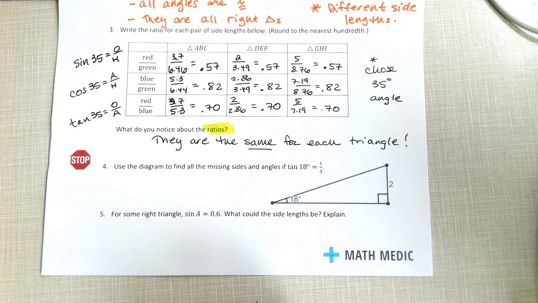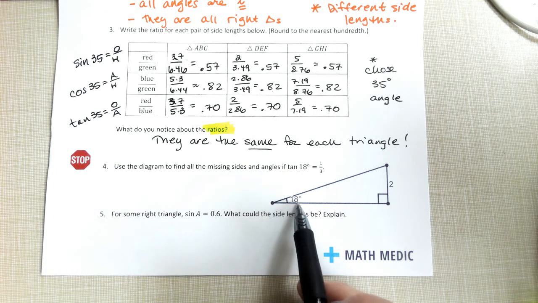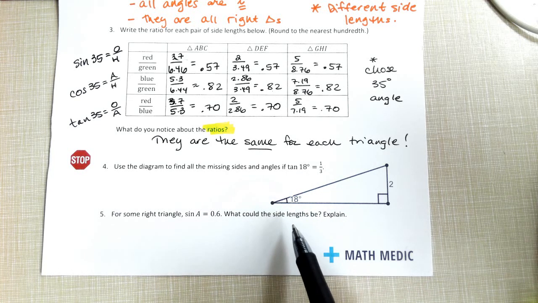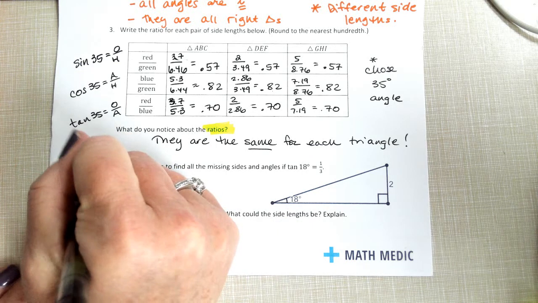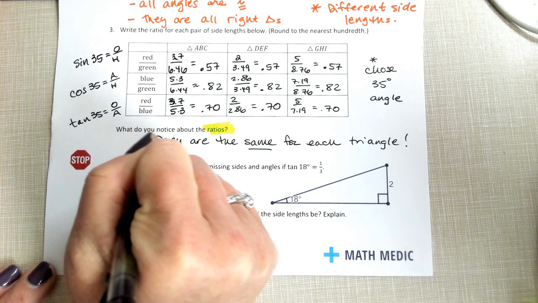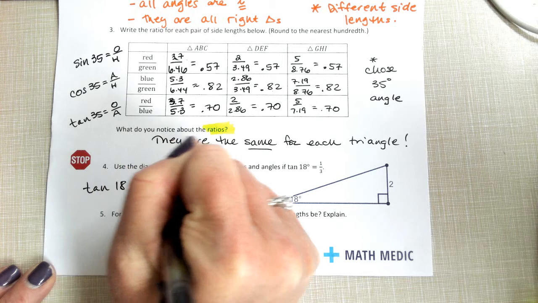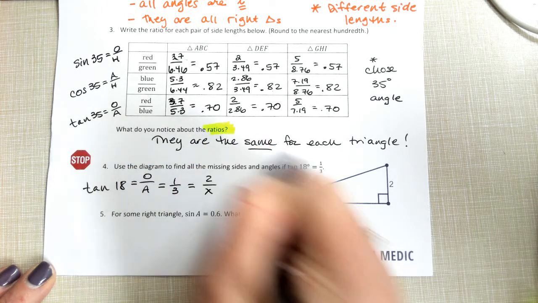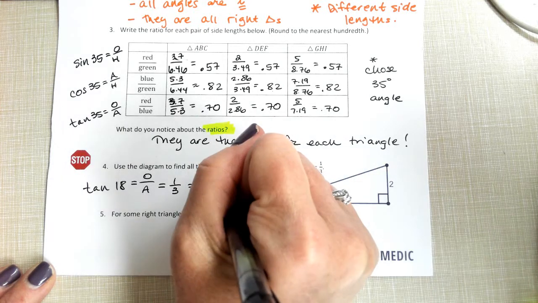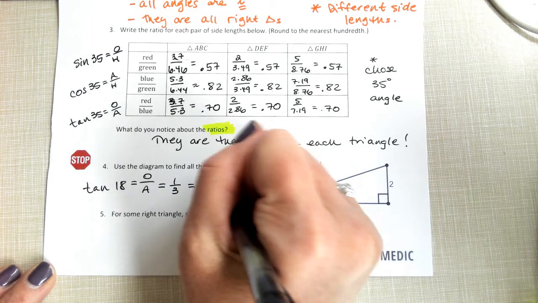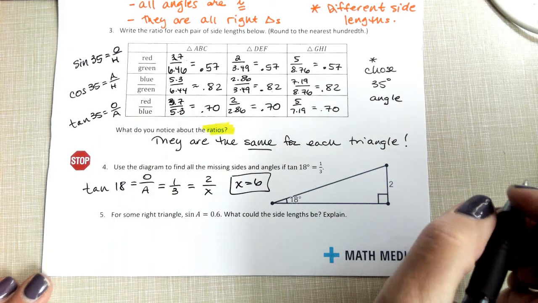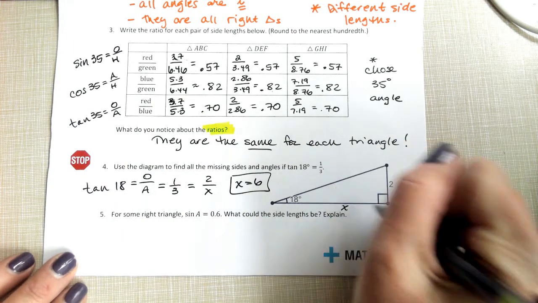Okay, so use the diagram to find all missing sides and angles if the tangent of 18 is 1/3. So remember, it's a ratio. If the tangent of 18 is equal to opposite over adjacent, which is 1/3, and I have 2 over something, what's that something? 6. So if this is our x value, that's 6.